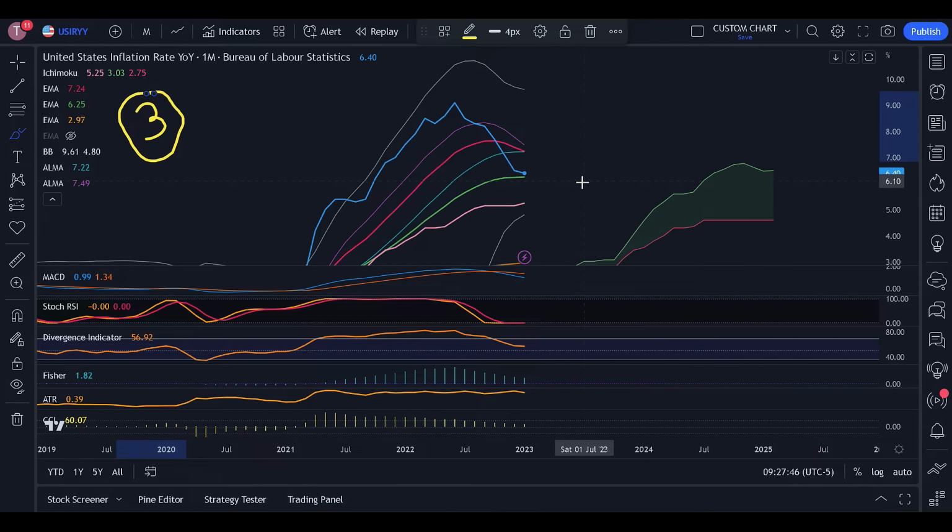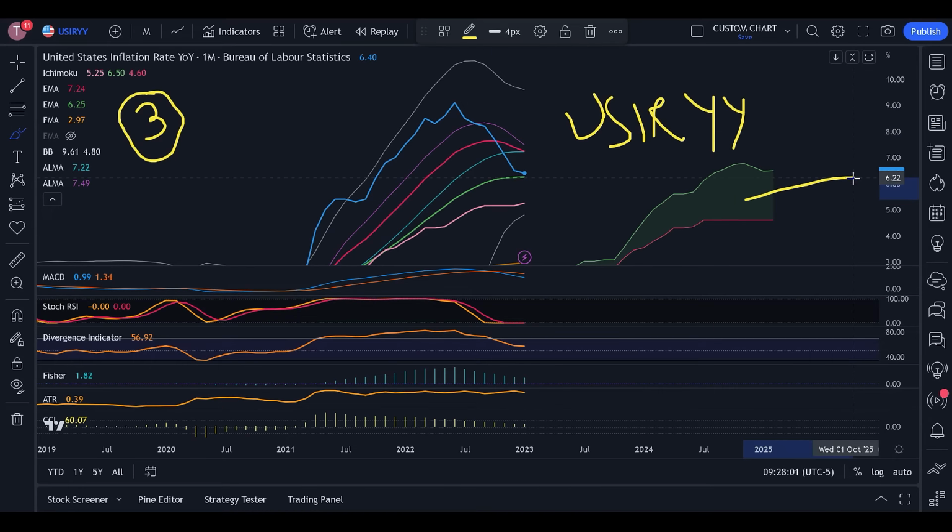once again let me tell you technically what is happening in the inflation. This is the inflation chart, and the ticker is USIRYY. Last month the CPI data was 6.4. Before that it was 6.5, so it went from 6.5 to 6.4. It gave an early indication that the inflation wants to hold.